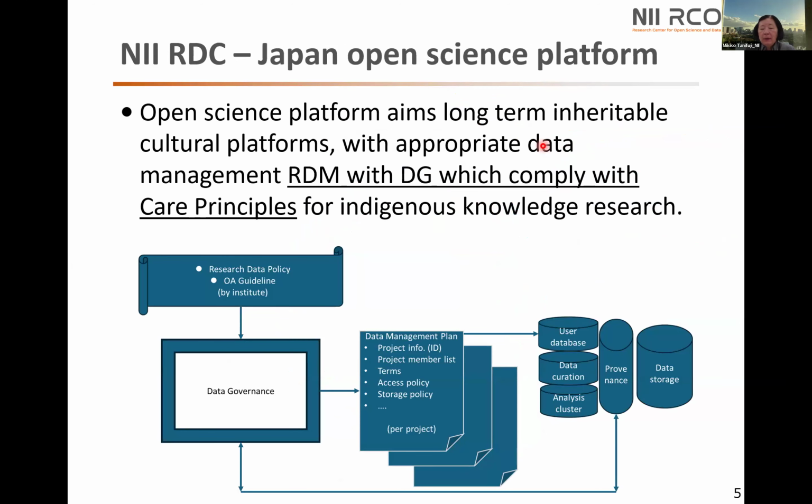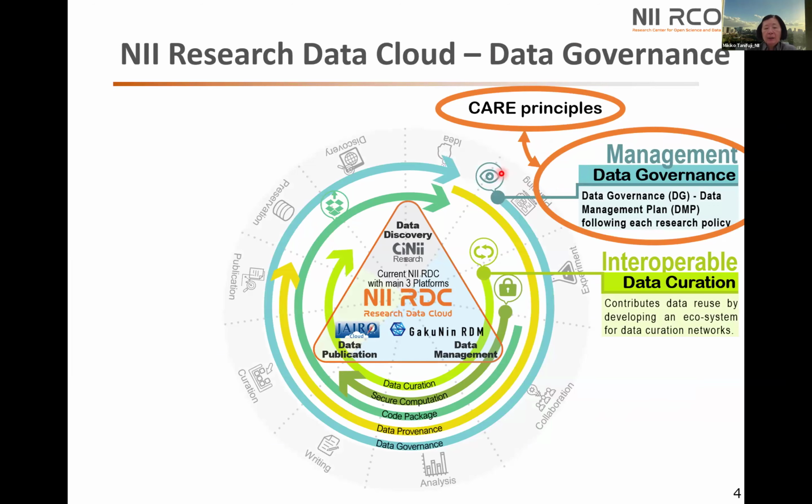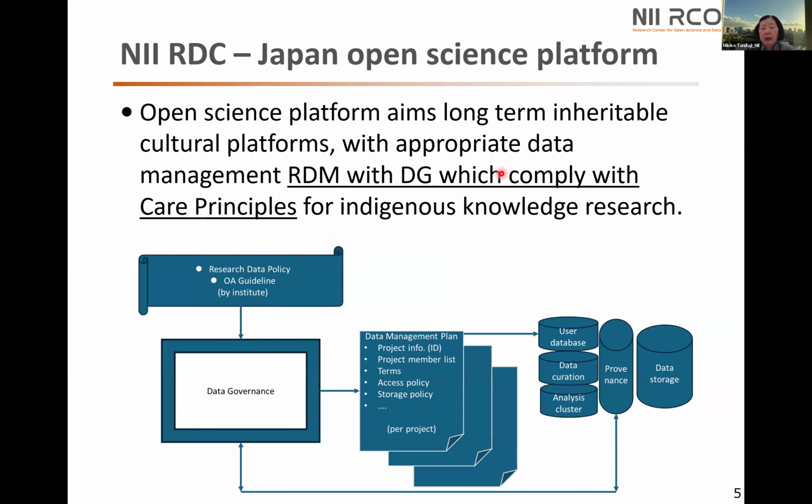So if I describe this part of the relationship in more detail from the platform point of view, the open science platform surely aims to be a long-term inheritable cultural platform with appropriate data management. As I mentioned, research data management with data governance complies with the CARE principles. I draw here the relationship between research data policy, or any guideline provided by an institute, which would cooperate with data governance on the system. And this data governance will link to the data management plans.